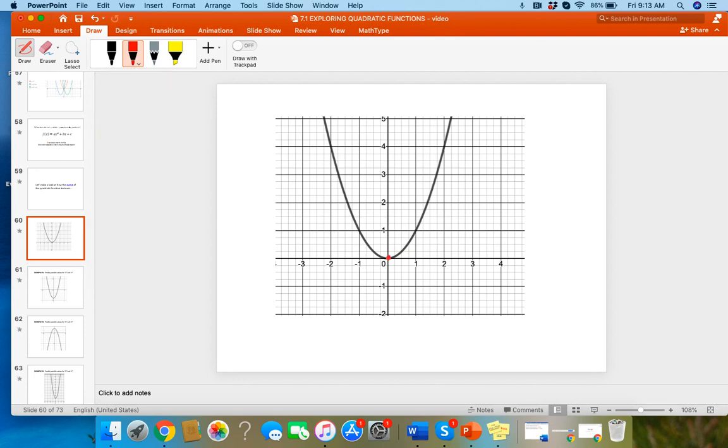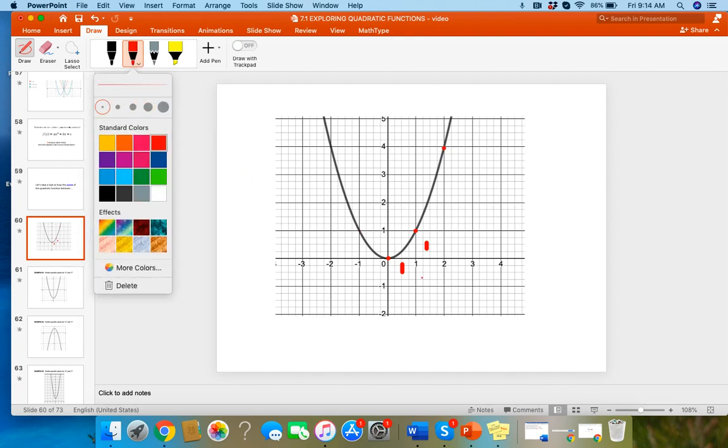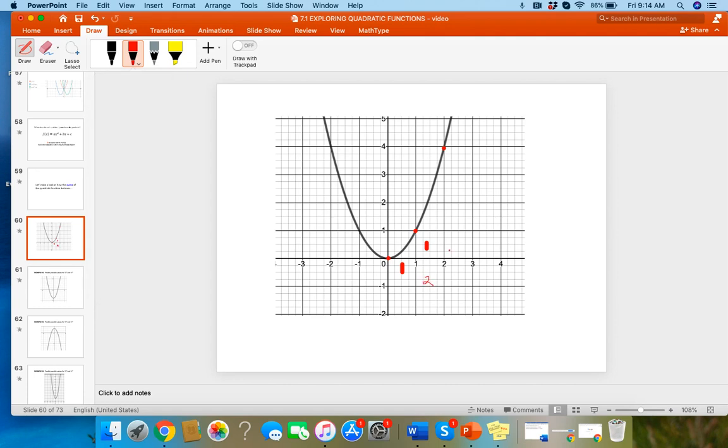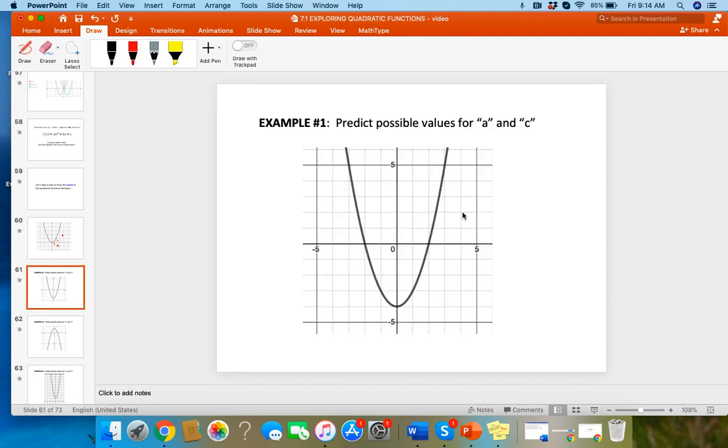Now, take a look at what happens when I go over 1, my graph goes up 1. So it's over 1 and up 1. When I go over 2, it goes up 4. When I go over 2, it goes up 4. That is the ordinary function and how it behaves. So that is when the a value is 1. Now let's take a look at some examples.